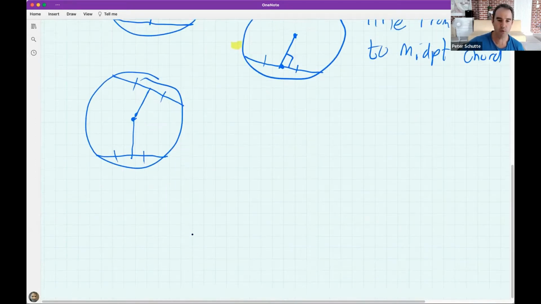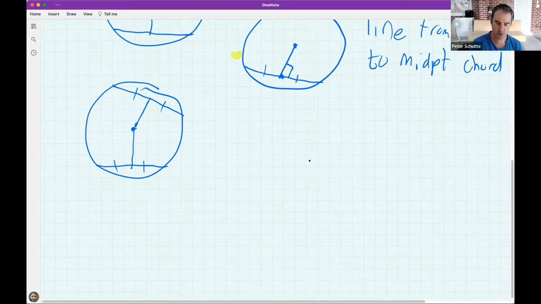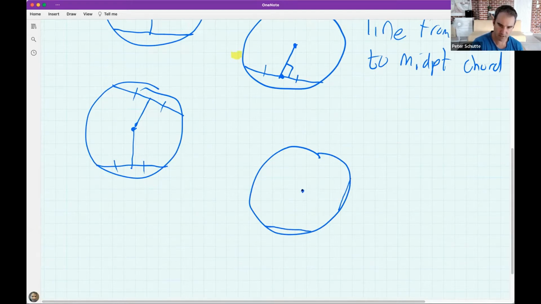And then there's one more idea that I want to expose you to, and that is what happens if you have a chord over here and a chord over here, and you have the center of the circle, and both these chords are the same length. So these are what we call equal chords. And this is the equal chords theorem.